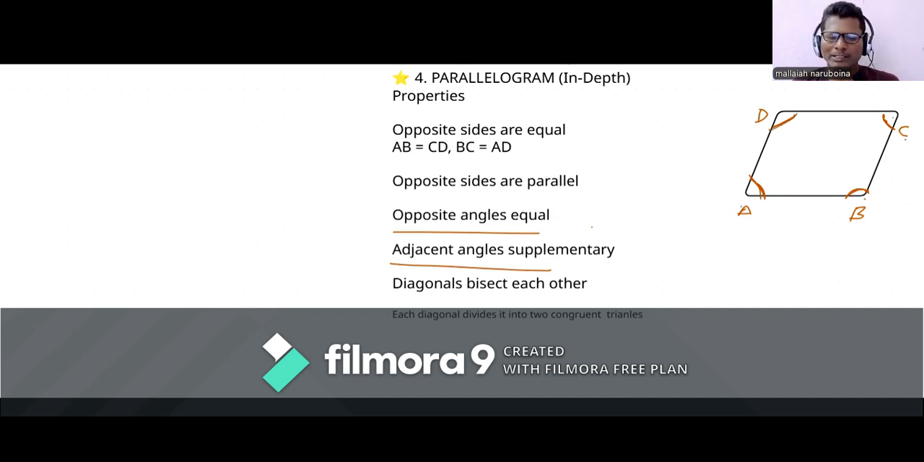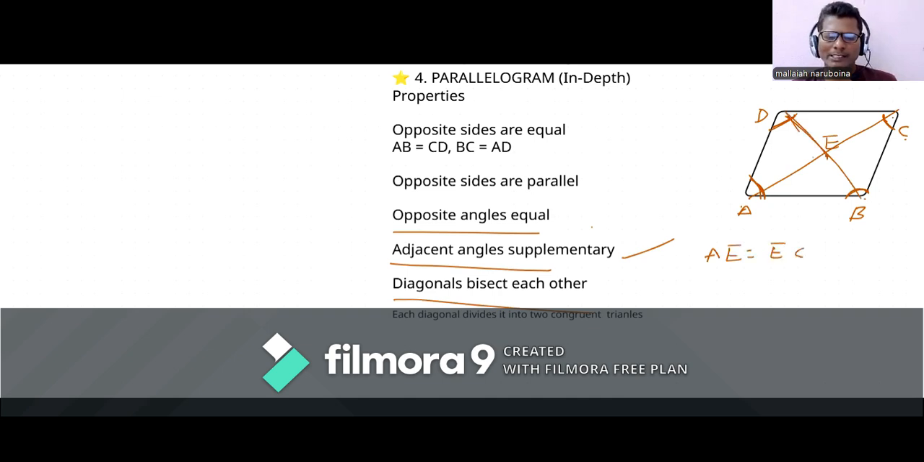Then diagonals bisect each other. Here AC and BD are diagonals. They intersect at point E. Then length of AE is equal to EC, and length of DE is equal to length of BE.